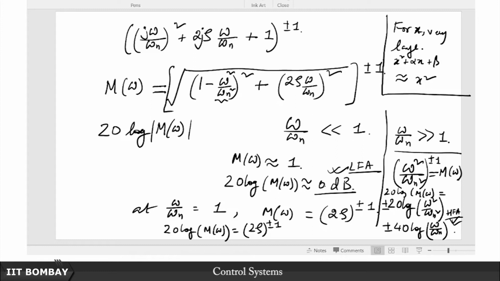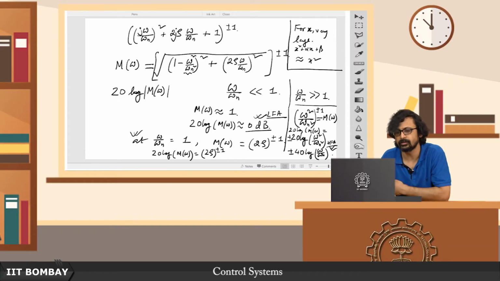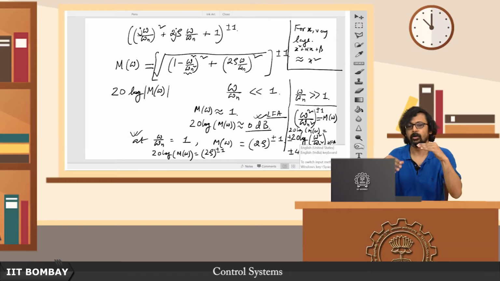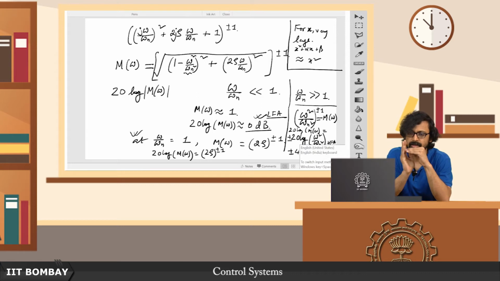Here also we see that at omega equal to omega n, whichever way you go, the high frequency and low frequency asymptotes will intersect. Of course, we know the exact value at omega equal to omega n, which is 2 zeta to the power plus minus 1. But if you forget about this point for the time being and just focus on the low frequency asymptote and the high frequency asymptote, the low frequency asymptote is a constant flat line at 0 dB.